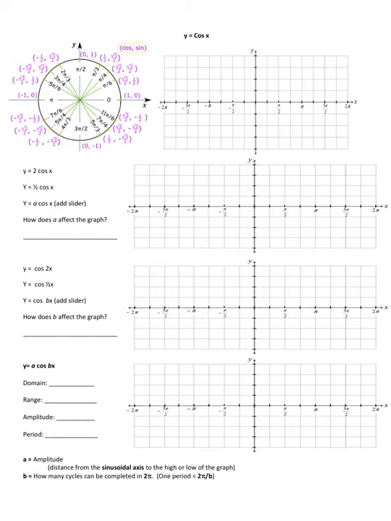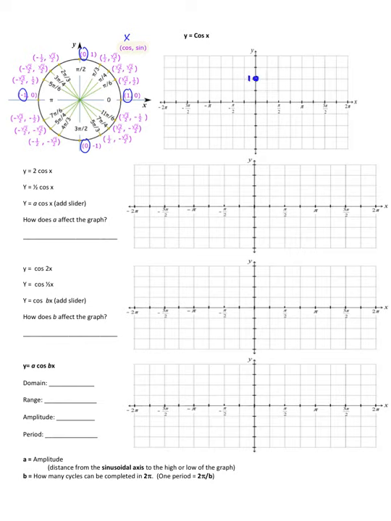Now let's do the same thing for a cosine graph. So remember, cosine goes with the x value. So I'm going to circle all our quadrantal values for cosine. And if you think about that sine graph, it started on the sinusoidal axis. So sine starts on the sinusoidal axis. Cosine, however, at 0 radians starts at 1.